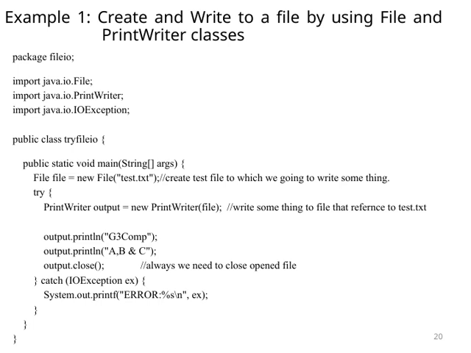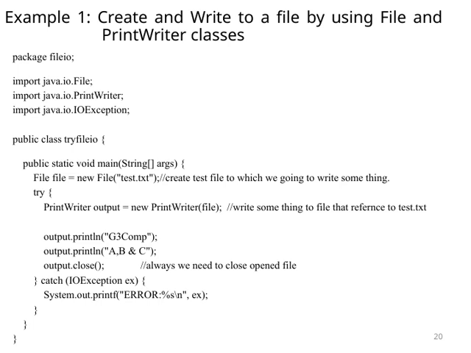Once the PrintWriter is set up, we can write lines of text to it using the println method. In this case, we're writing G3comp and A, B, and C to our file. It's important to remember that after we're done writing, we need to close the PrintWriter, which also closes the underlying file stream. This ensures all data is properly saved and resources are released. And of course, we handle potential I/O exceptions with a catch block, which helps us manage errors gracefully.